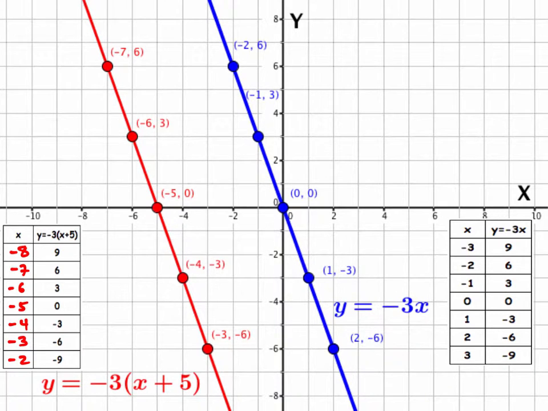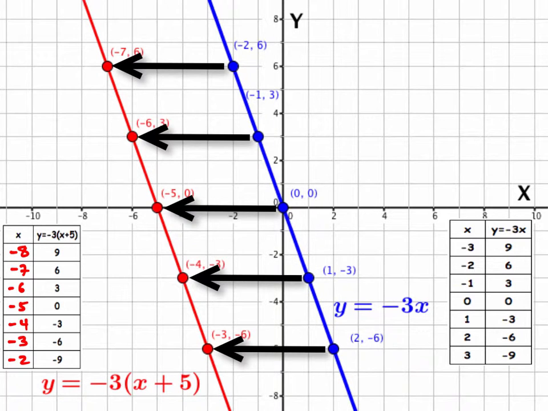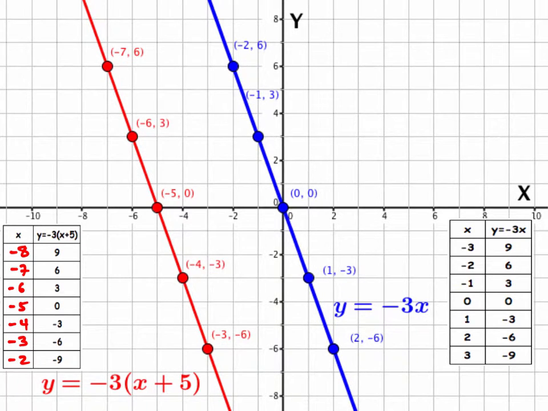Alright, well it appears to me that this new graph in red looks exactly the same as our graph in blue, but shifted to the left 5 units as a result of replacing our x in the original equation with an x plus 5. But I still want to do a little bit more investigation as to why that's happened. So let's look at some ordered pairs and compare them.